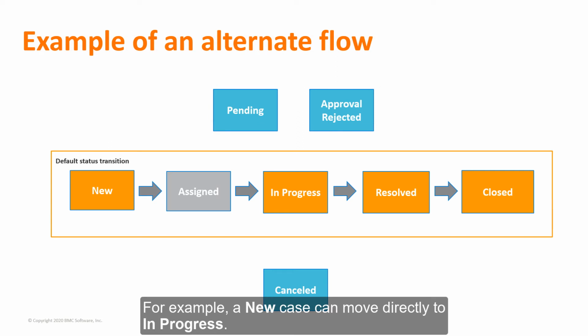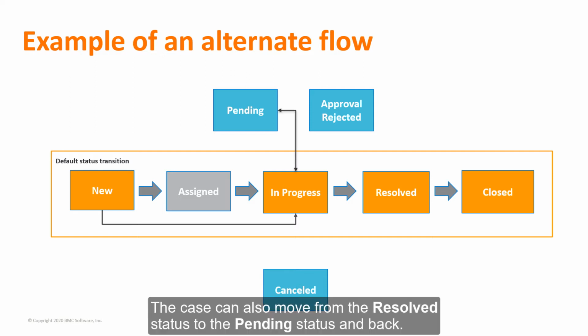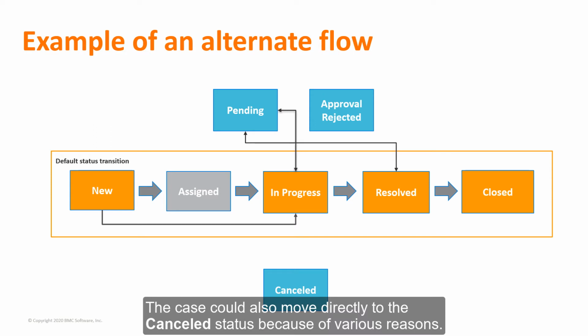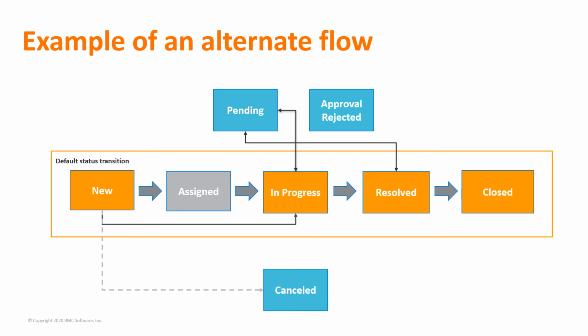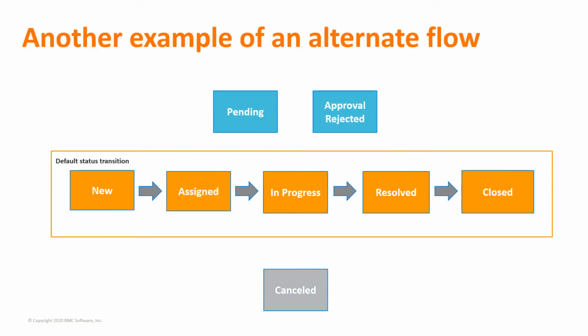For example, a new case can move directly to in progress. Again, if a case agent awaits information for that case, it can move to the pending status. The case can also move from the resolved status to the pending status and back. The case could also move directly to the cancelled status because of various reasons. Let us look at another example of an alternate flow.